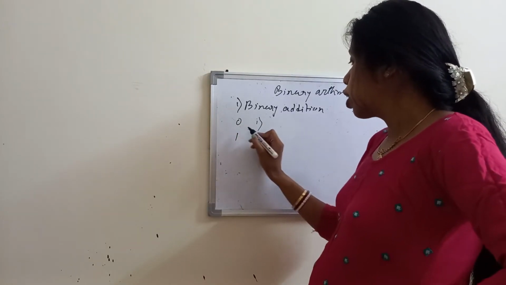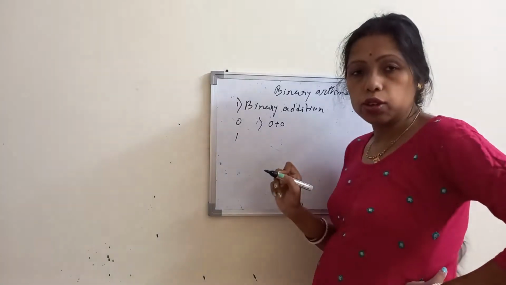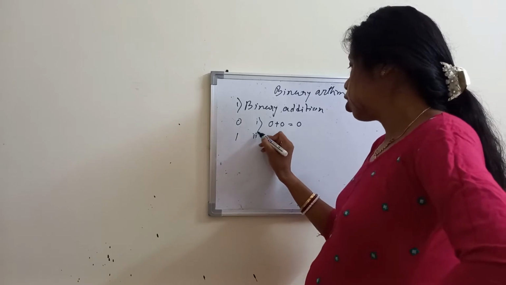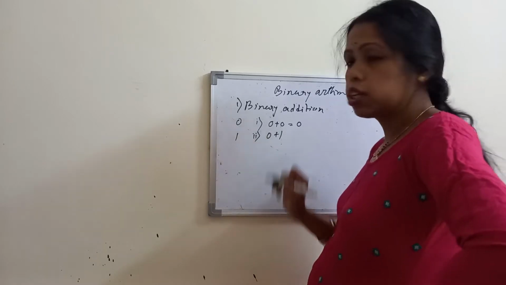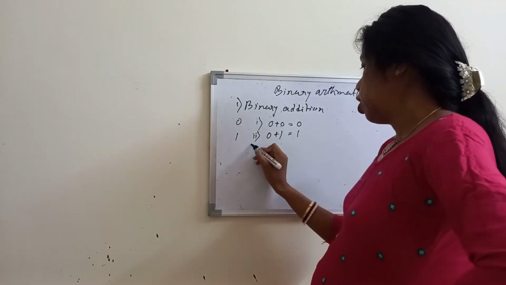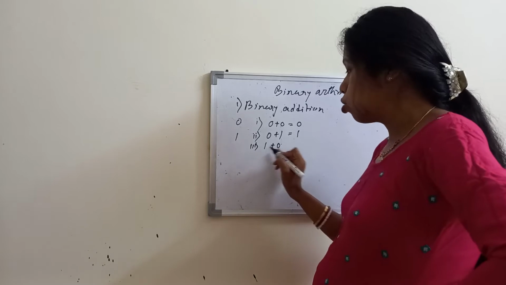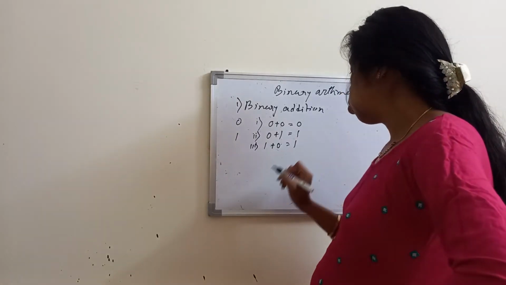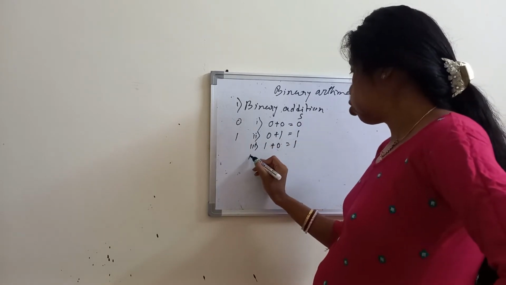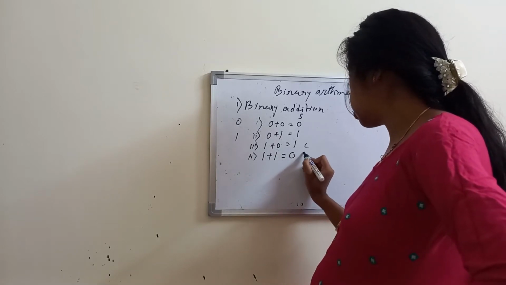First, we can add 0 with 0. If you add 0 with 0, you will get 0. Next, you can add 1 with 0: 0 plus 1 in binary addition is 1. Third, you can add 0 with 1, which will also be 1. This is your sum. For the last case, if we add 1 plus 1, the sum is 0 and the carry is 1.